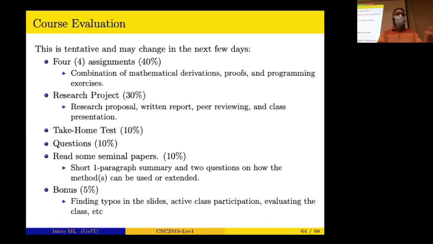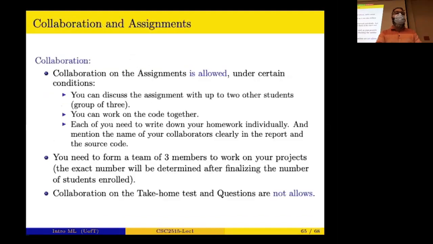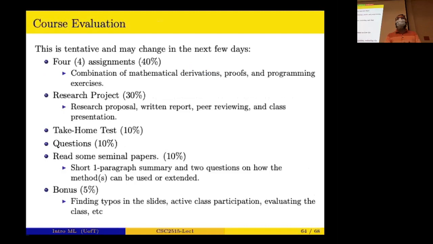So you need to read some papers, and that will be 10%, probably. That is a bonus point. So I guess I will make, are your students coming? Okay, so collaboration. This course load is high. This course has never been easy, not because it's difficult, but because it takes a lot of time.